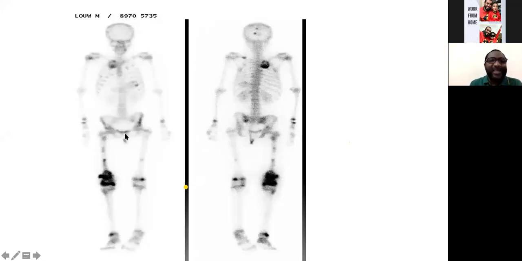Again, another example of the same patient, another patient with osteogenic sarcoma. You can see that there is intense uptake. This uptake is irregular. This is the preferential site for primary osteogenic sarcoma. It's usually in young adults. It usually affects the distal femur.